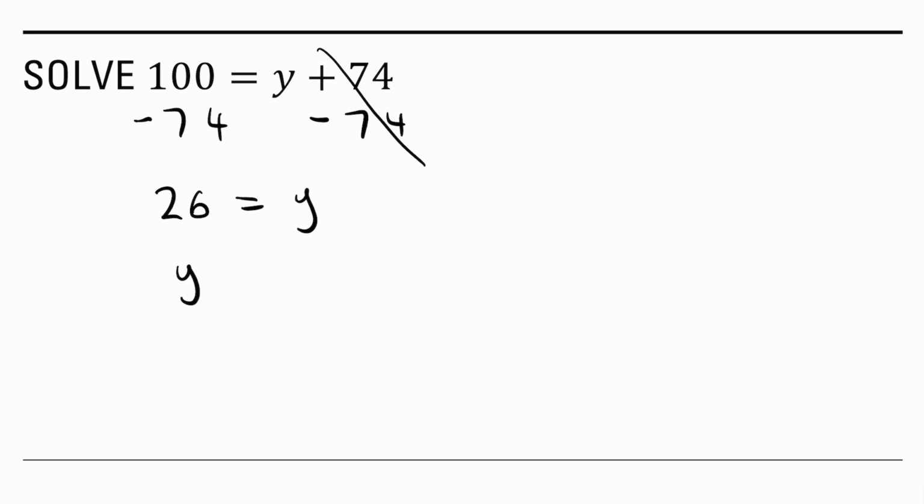And so most of the time you'll see this written around this way, and so I'll prefer that as an answer. And so y equals 26 is a solution. 26 plus 74 does equal 100. And so that's a good way to check to make sure you've done it correctly.